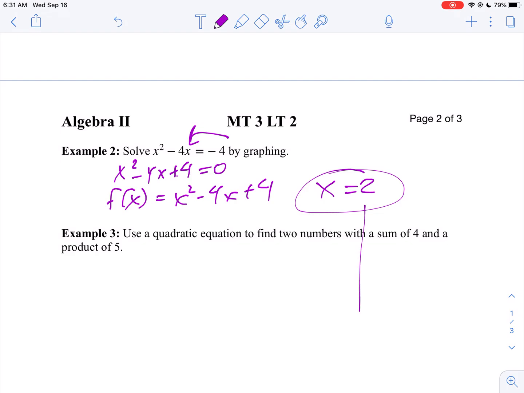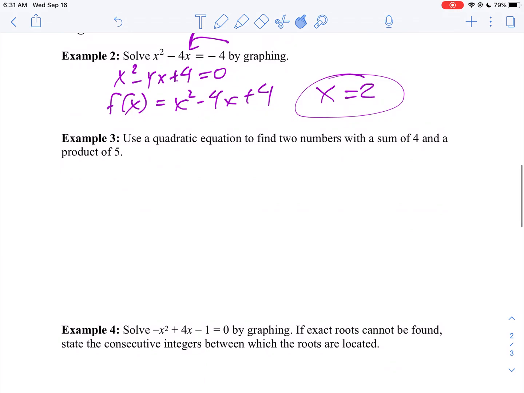Now let's take a look at example 3 here. We have an application problem. It says use a quadratic equation to find two numbers with a sum of 4 and a product of 5. Well, let's start with the sum of 4. Let's say my first number, I'm going to call x. My second number, since they have to add to 4, would be 4 minus x. So if I add x plus 4 minus x, I get 4.